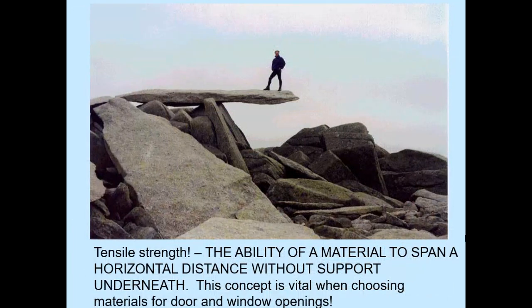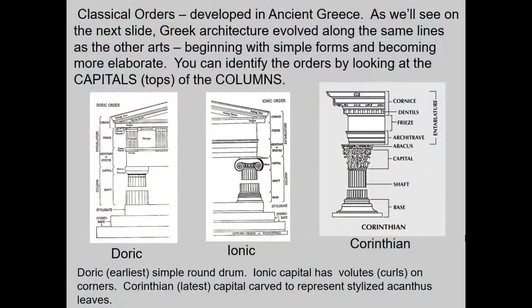And here's our visual example of tensile strength. You have to be pretty confident that that stone is going to support some weight without needing support underneath. So anything that extends off of a building, an awning or a porch, we definitely want to be thinking about tensile strength there, as well as in the top of openings like doors and windows.